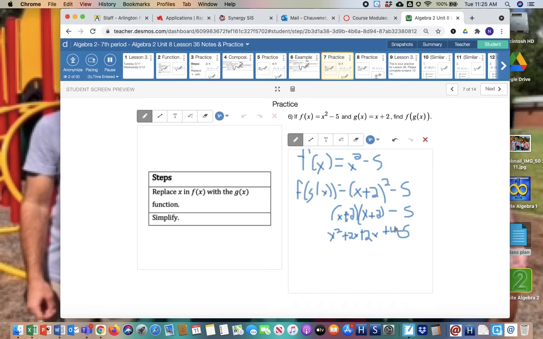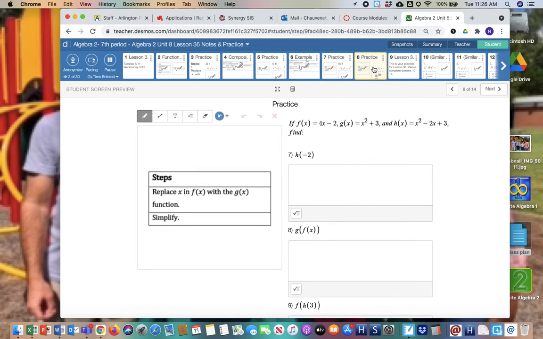Combine like terms everywhere. So what is that going to be? The x squared comes down. 2x plus 2x is 4x. And then 4 minus 5 is negative 1. Remember, we got to put what it's equal to. So we're going to write f of g of x equals x squared minus 4x minus 1. So really we did the same thing. There was no new skill here. It was just that we had to use higher level old skills, right?